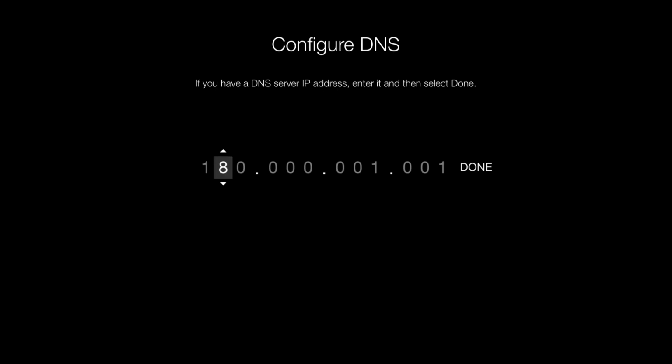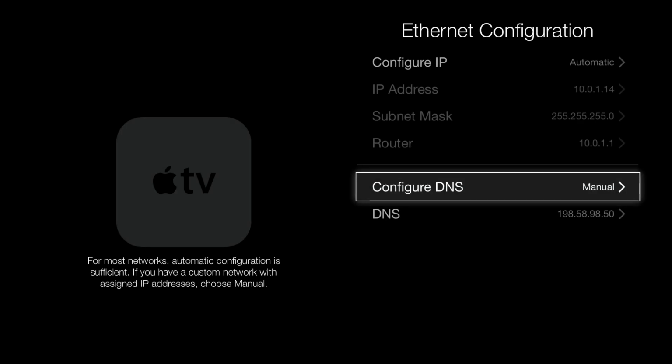Delete any existing values, then add the MediaHint DNS numbers. They should read 198.58.98.50. Click Done and wait for settings to be applied. Confirm your DNS settings have been saved.